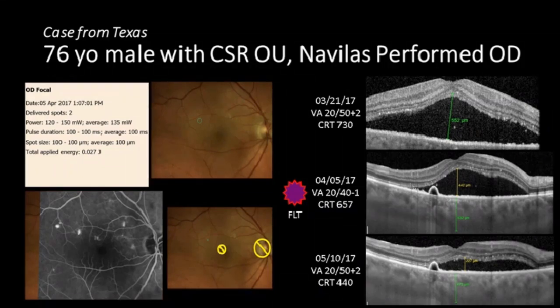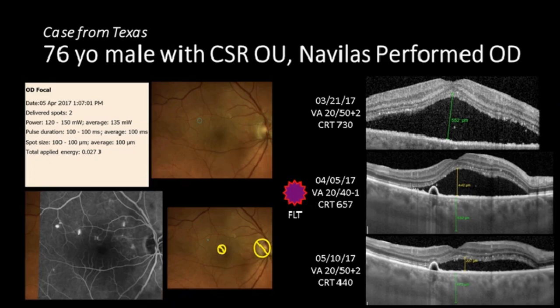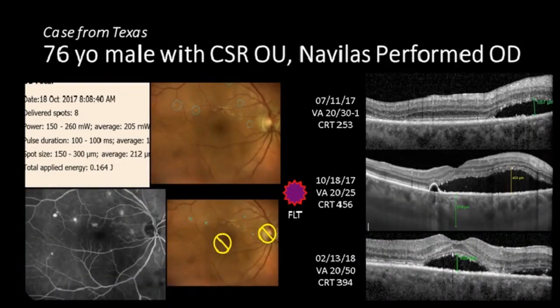He came to see me, and with that thick choroid and the clinical appearance, it sure looked like CSC to me, except for the fluorescein, which had focal hot spots of leak with no evidence of CNV. I treated this eye with the Navilas guided laser, and it improved from 730 microns to 657 to 440.